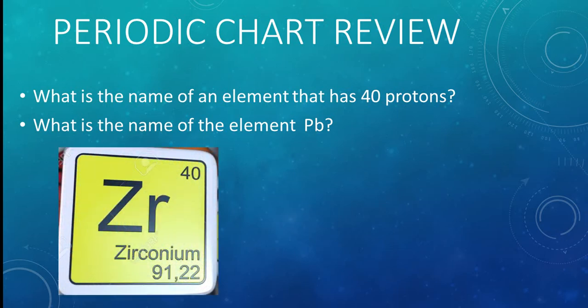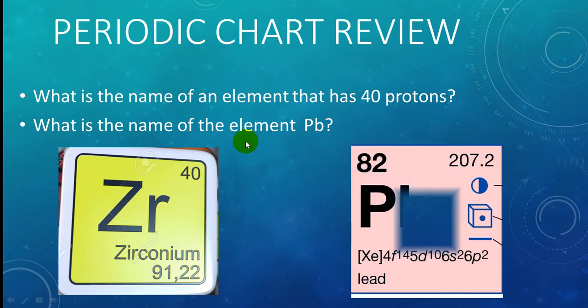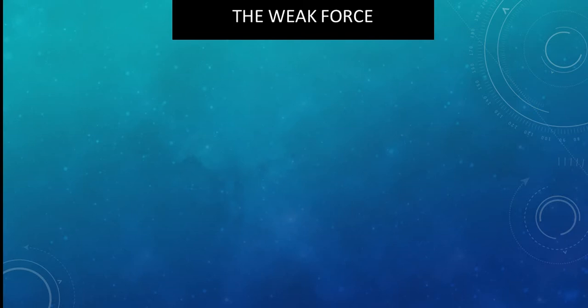All right, so number 40 we see is zirconium. ZR is its atomic symbol. You see the 40 right up here in the corner. That means it has 40 protons. Next, PB. You don't get it from the letters that it's the word lead. That's strange, right? Apparently it comes from the name in Greek or Latin. You can see right here how many protons it has: 82. Okay, very good.